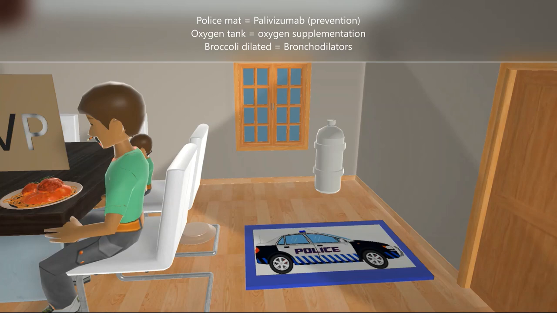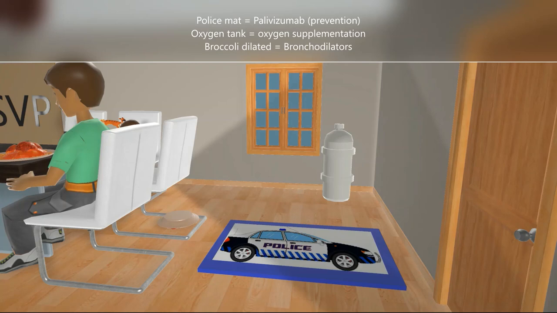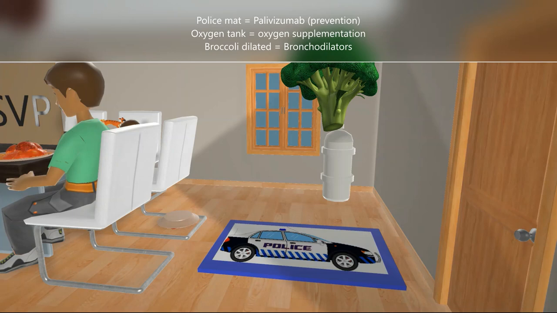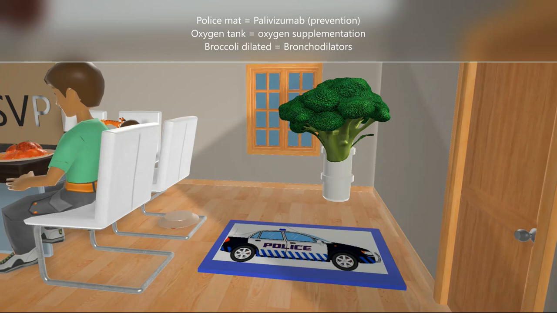We note the oxygen tank over here that the family likes to have in the corner over here. This oxygen tank reminds us that humidified oxygen may be administered to maintain an oxygenation saturation above 90%. And the random broccoli over here we see getting bigger reminds us of the bronchodilator. Short-acting beta-agonist bronchodilators may be effective in providing short-term benefits.